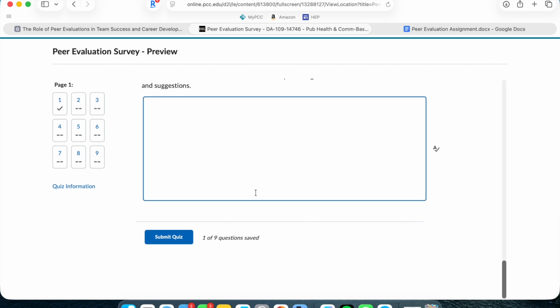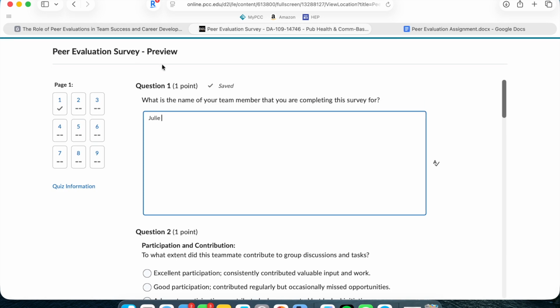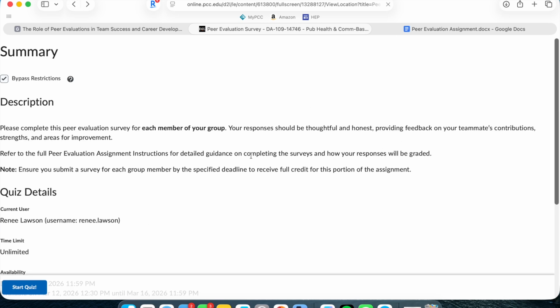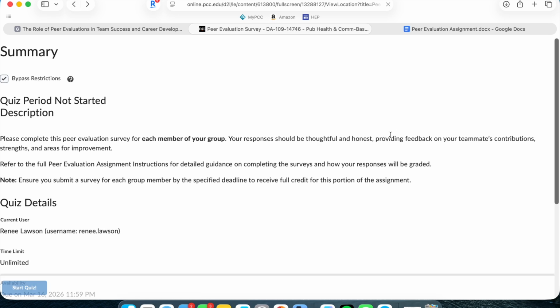After you've completed all 9 questions, you'll submit it, and then you'll move on to evaluating the next person in your group. Once you've evaluated each person in your group, then you are done with this assignment. All right, so that is it as far as the peer evaluations go. Just make sure that if you have any questions about it, you can always come back and ask me.